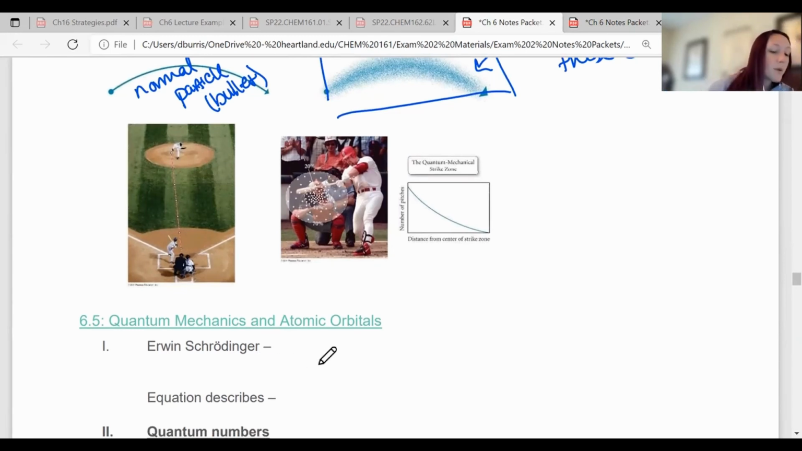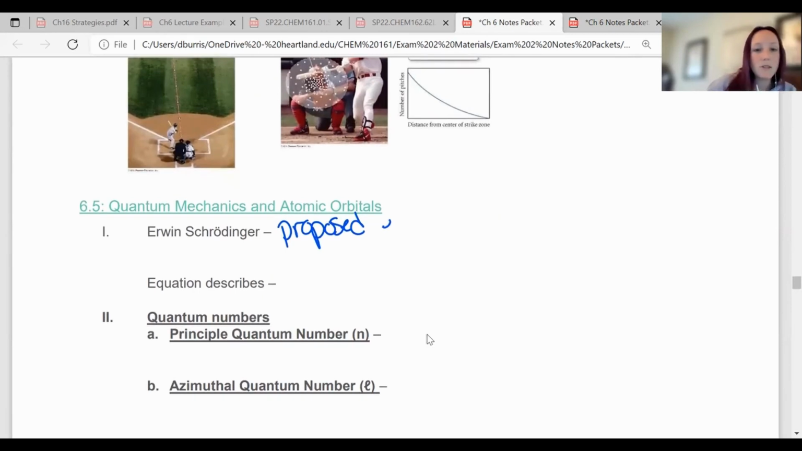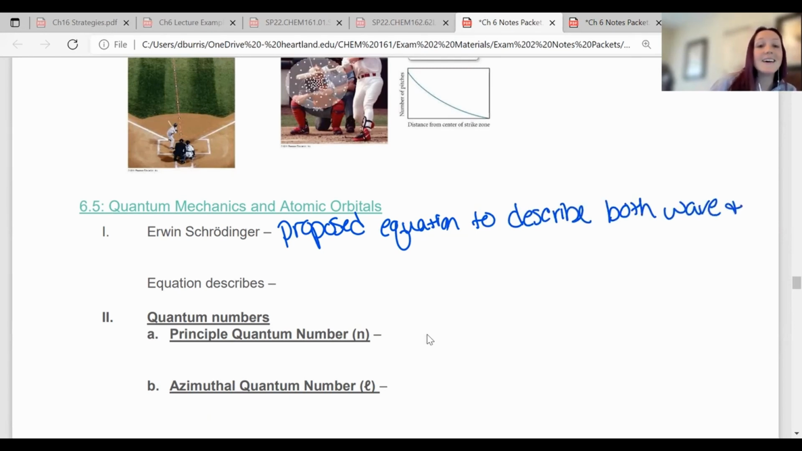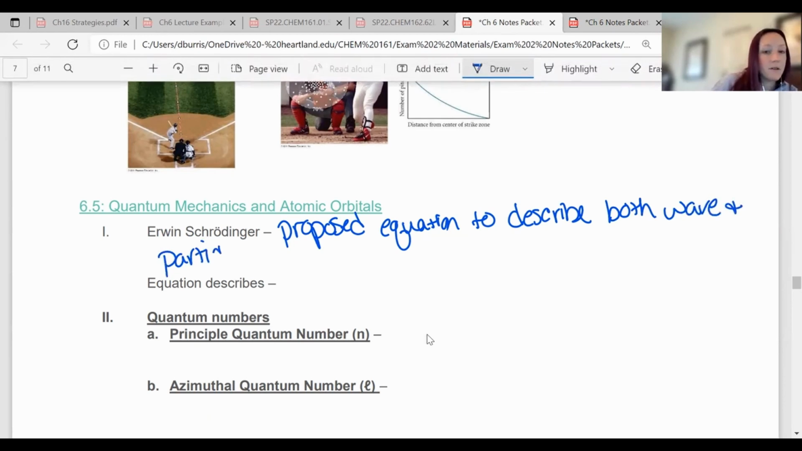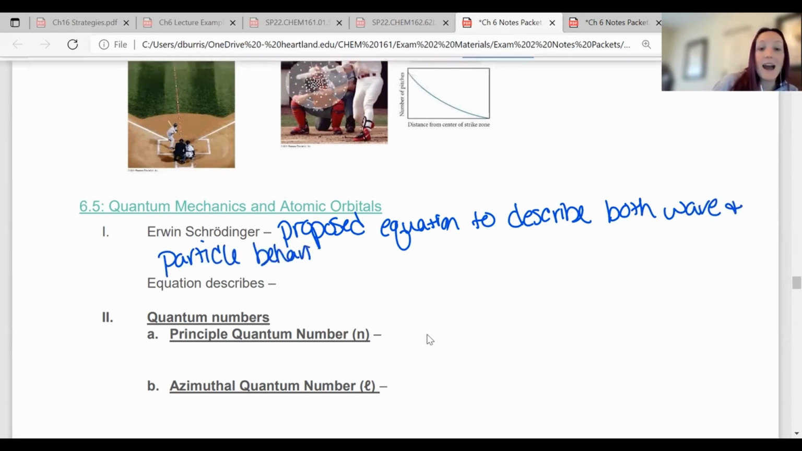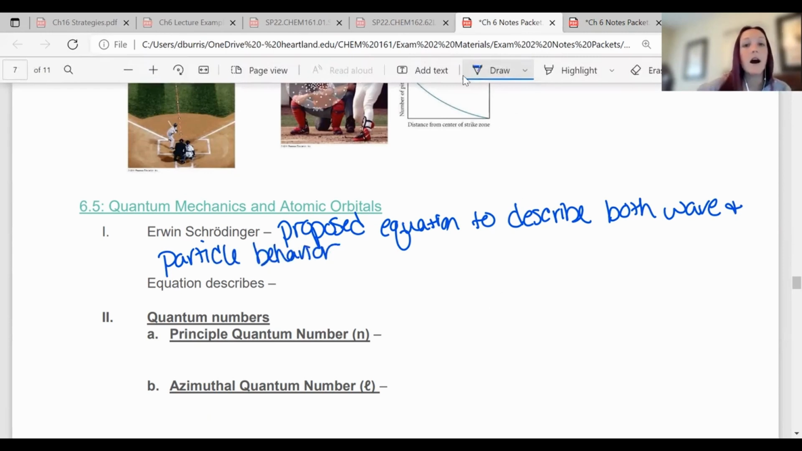So Erwin Schrödinger proposed an equation that describes both of these aspects. This is a very useful equation if you know calculus and take PChem. He proposed the equation to describe both the wave and the particle behavior. So how is it moving? Where is it going? Sometimes it looks like a sine wave, sometimes it doesn't, but we can actually calculate that. So the equation describes the waveform of the electron.